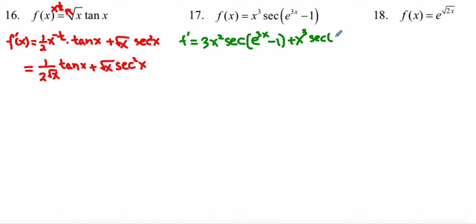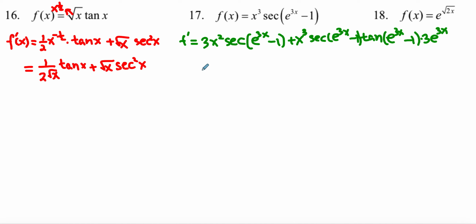So we have secant of e to the 3x minus 1 times tangent of e to the 3x minus 1 times the derivative of the inside by the chain rule. In this case it becomes 3 times e to the 3x.